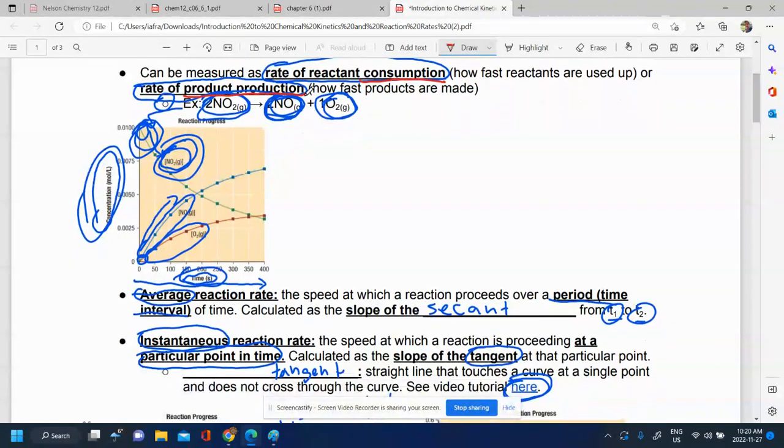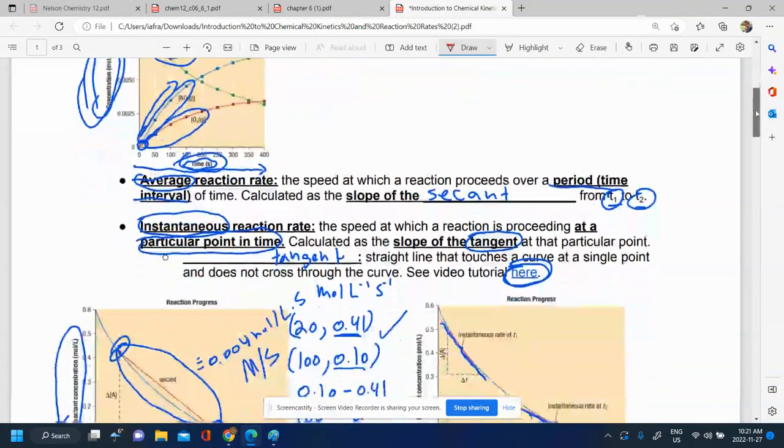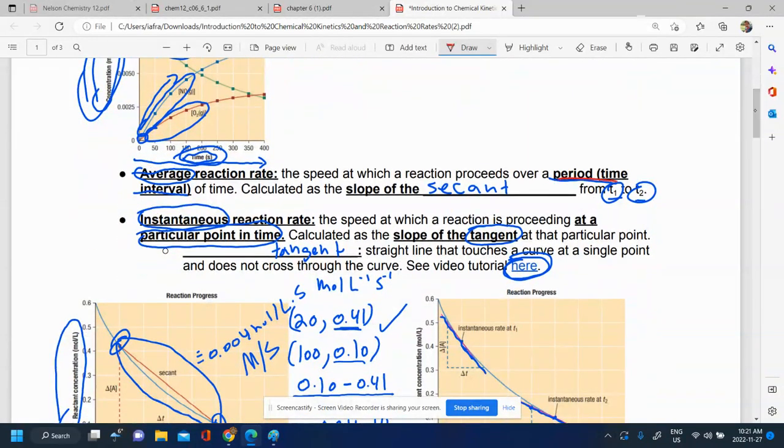Remember, we saw that at the beginning, the reaction rate will be higher than as you go forward, because you just have more reactants to work with. And that just makes sense intuitively. We also saw that you can calculate average reaction rates over a time interval, and that's the slope of the secant, as we mentioned there, between the two times you're interested in. And then we also saw that you could do instantaneous reaction rates, which is at a particular point in time. But in that case, you have to calculate the slope of the tangent.